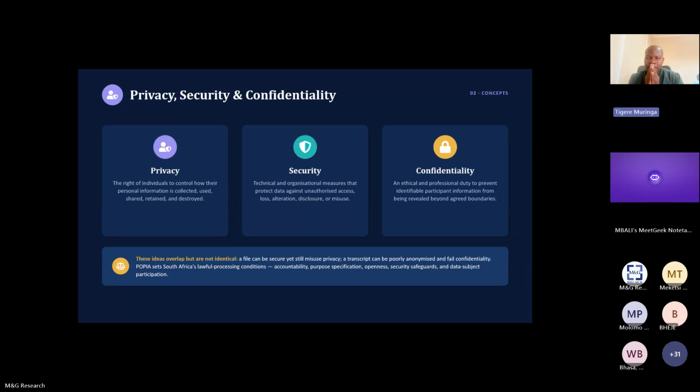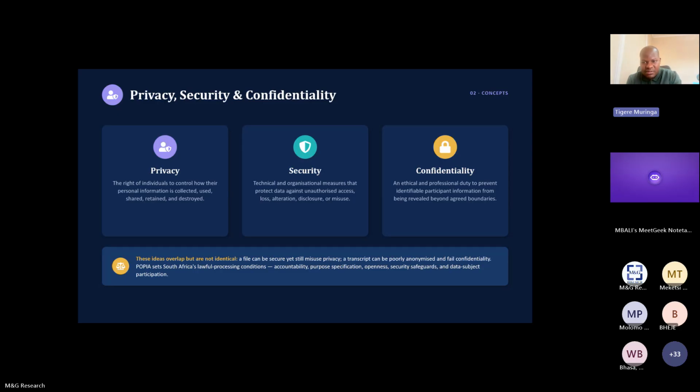So privacy refers to the rights of individuals to control how their personal information is used, shared, retained, and destroyed, right? Whereas security refers to the technical and organizational measures used to protect data against unauthorized access, loss, alteration, disclosure, or misuse.